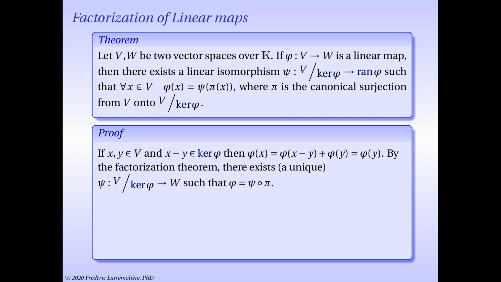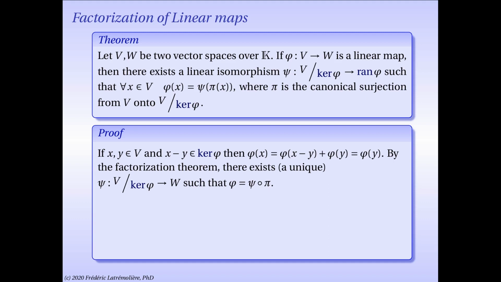Now there is a standard factorization theorem that can be applied here from the general notion of equivalence relation and quotient set, which gives me the existence of a unique map, psi, from V quotient the kernel of phi to W, such that phi is equal to psi composed with this canonical surjection. That's general set theory, and it simply follows from the fact that phi is constant on the equivalence classes of the modulo kernel of phi relation. In other words, it is constant on the cosets of my relation modulo kernel of phi.